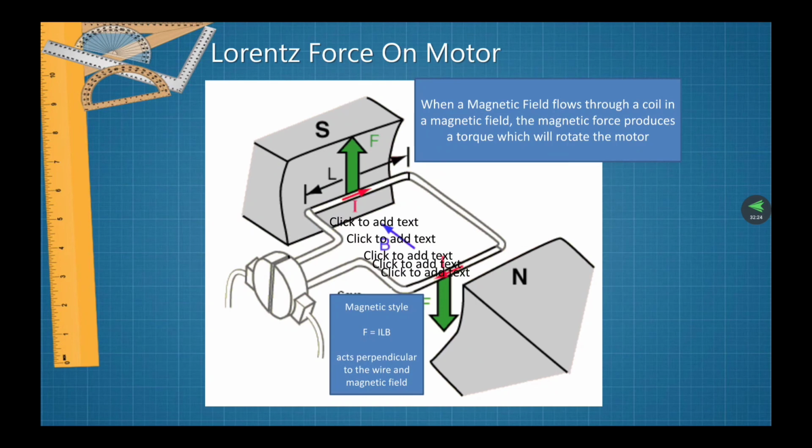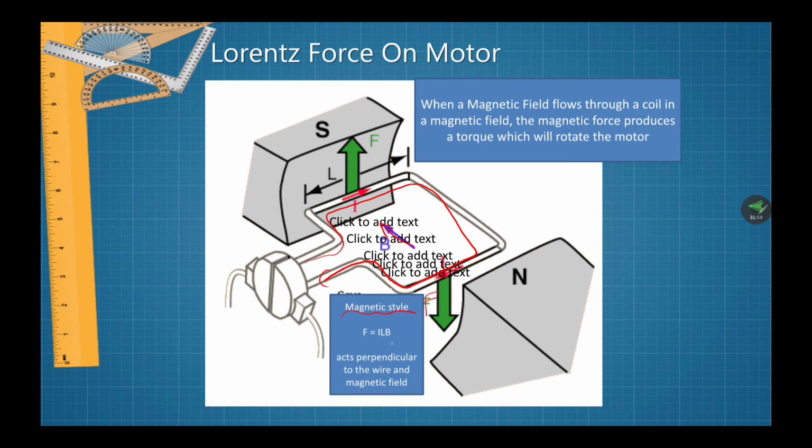When an electric current flows through a coil in a magnetic field, the magnetic force produces a torque which will rotate the motor. Okay, this is for the current, and this is for the magnetic field, and this is for the force.